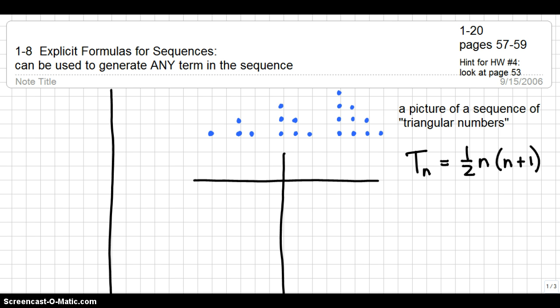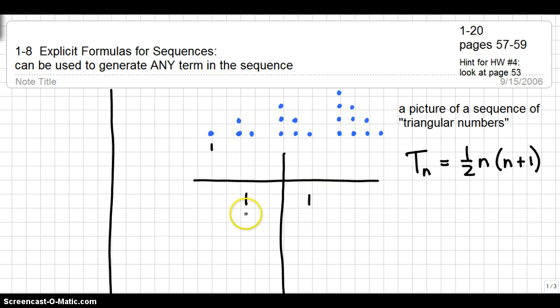The main sequence that the book emphasizes in this lesson is the sequence of the triangular numbers, and it's simply pictured here as the number of dots that form into a triangle. And so we're going to make a chart here to help us understand where this formula came from. So this is the first term in the sequence. So it's term number 1, and it has 1 dot.